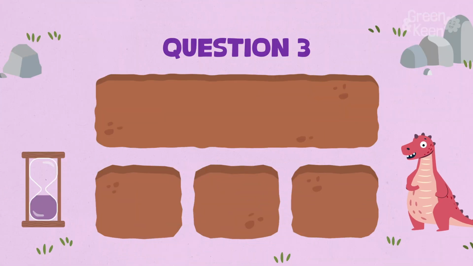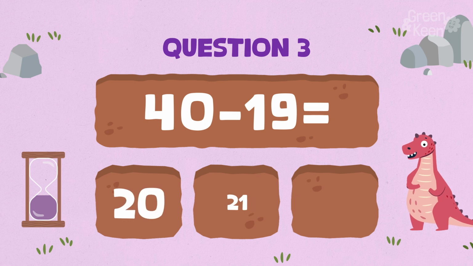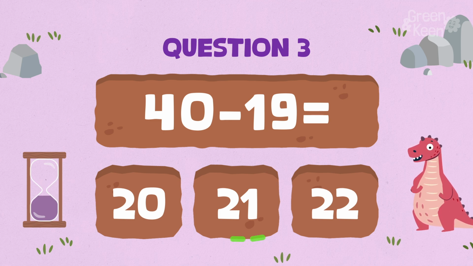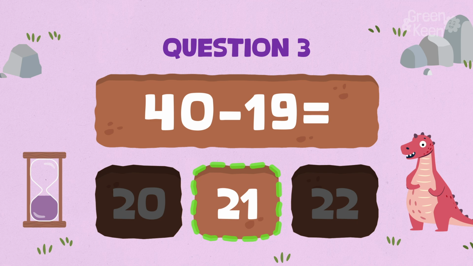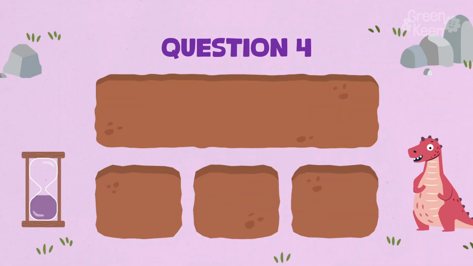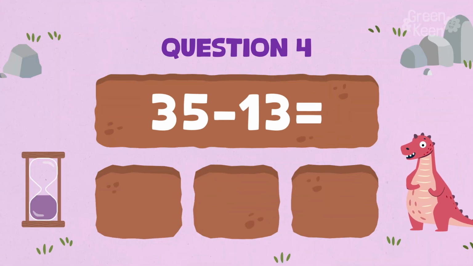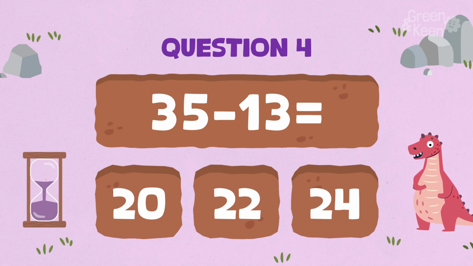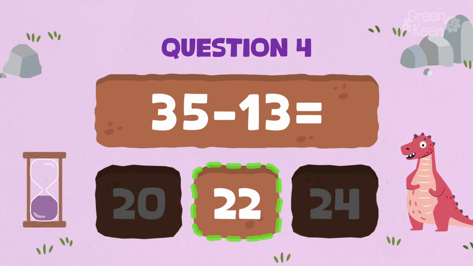Question number 3. 40 minus 19 equals... The answer is 21. Question number 4. 35 minus 13 equals... The answer is 22.